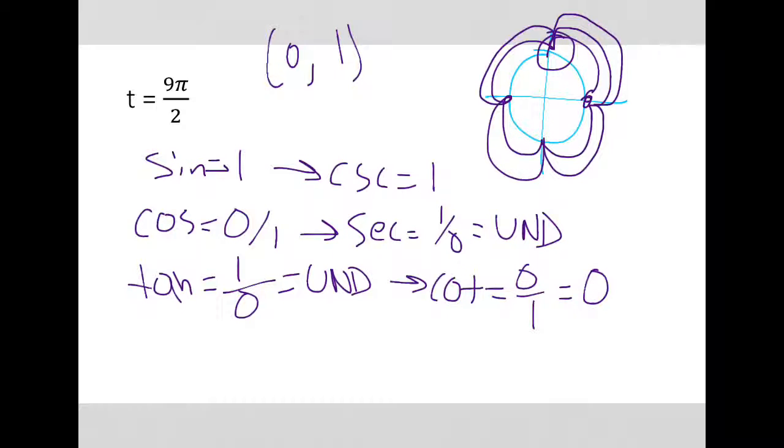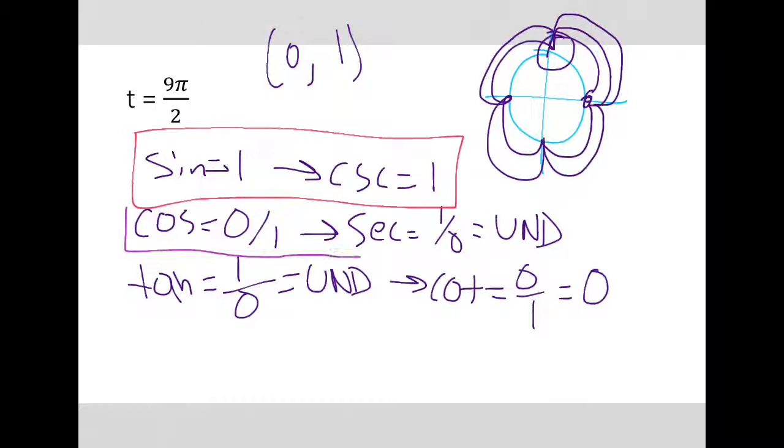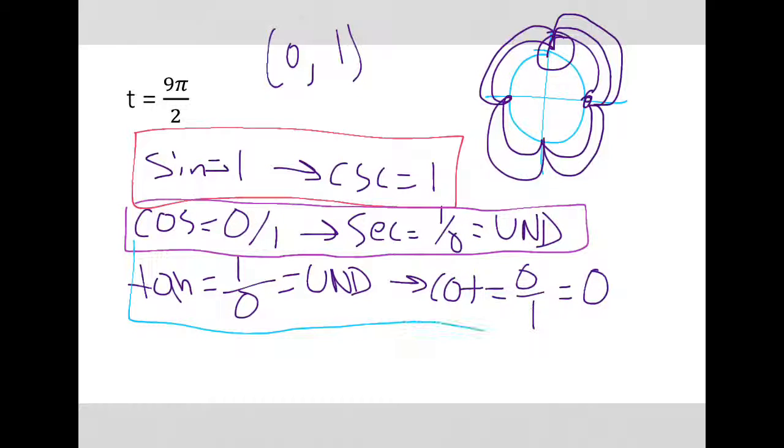So what I want you to notice is that if you end up with a 1 as one of your trig values, the reciprocal of that is still going to be 1. It doesn't matter if it's negative, the reciprocal of negative 1 is negative 1 as well. If you end up with a 0 as a value for a trig function, the reciprocal will be undefined, and if you end up with an undefined, the reciprocal will be 0. Those are good patterns to notice.